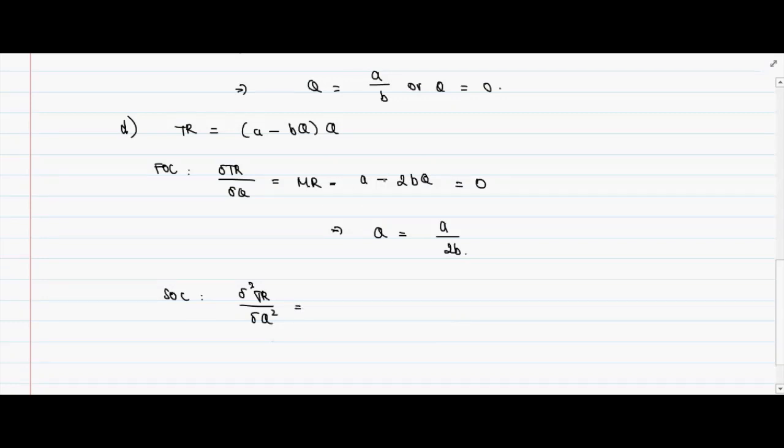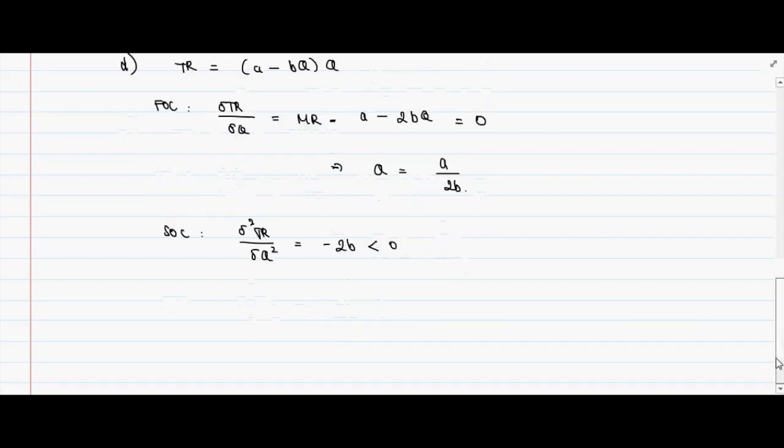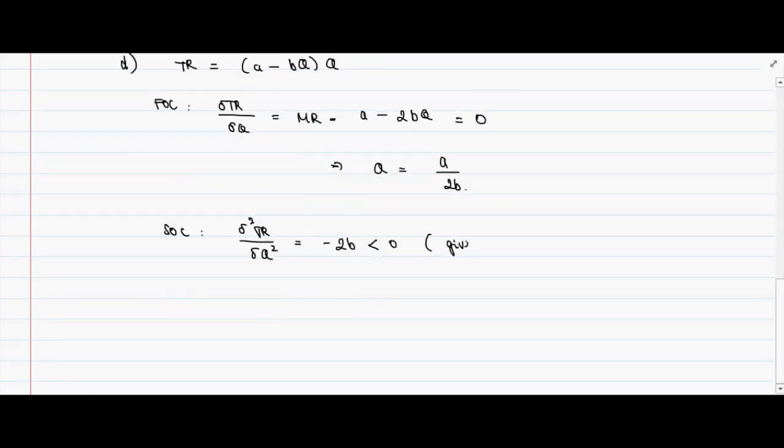Okay, so the first derivative is A minus 2BQ, and if I differentiate this again with respect to Q, I get negative 2B. Given that A and B are positive, this is going to be smaller than 0. Therefore negative 2B is smaller than 0. Now, if the second derivative is smaller than 0, we know that the stationary point we found from the first order condition is going to be the maximum point.